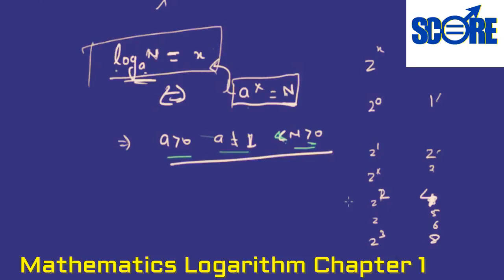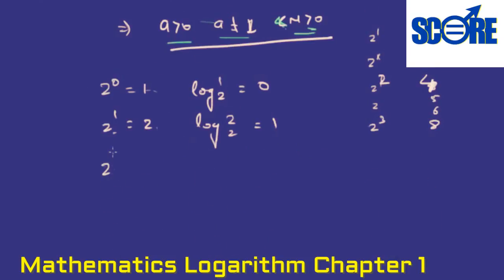Now, writing this in logarithm form: 2 raised to power 0 is 1, that means log 1 to the base 2 is 0. 2 raised to power 1 is 2, so log 2 to the base 2 is 1. Right? 2 raised to power 3 is 8, I can say log 8 to the base 2 is 3.